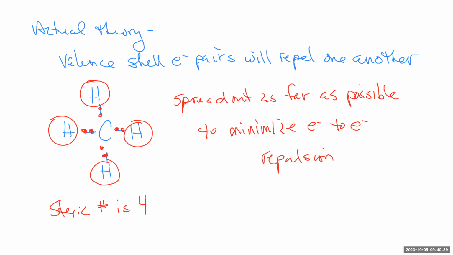But the individual pairs, this pair will want to get away from this pair, away from this pair, and away from that pair. So in a moment, we're going to figure out what shape these are going to be. But I wanted to show you one other thing before we get there. What happens if we go back?